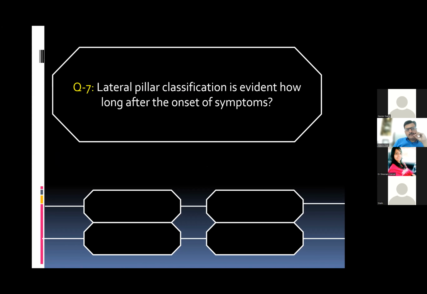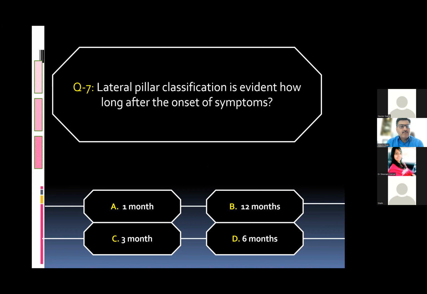Lateral pillar classification is evident how long after the onset of symptoms? 1 month, 12 months, 3 months, 6 months. Dr. Hitesh gave a talk about basics in Perthes disease, and he mentioned this in his talk.